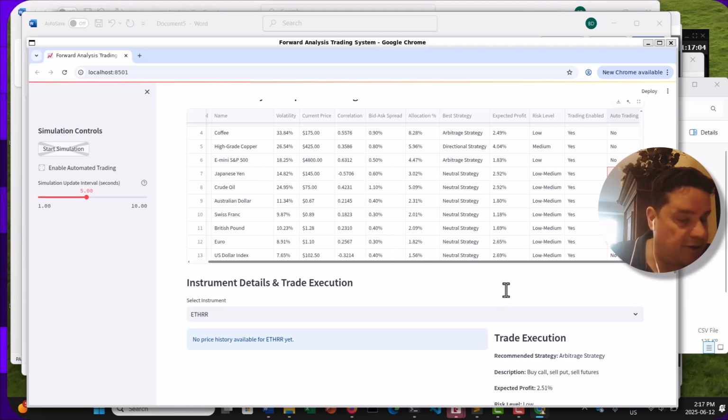Further options. Because these have less profit potential, we have copper we could add, ES, Japanese yen, CL for crude oil, and then these currencies: Australian dollar, Swiss franc, pound, euro, and the dollar itself.